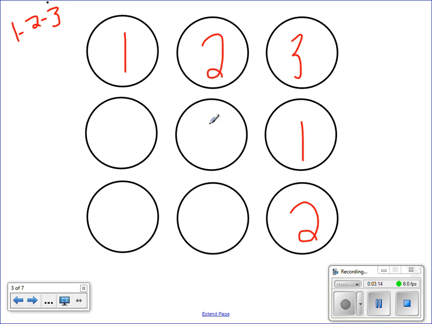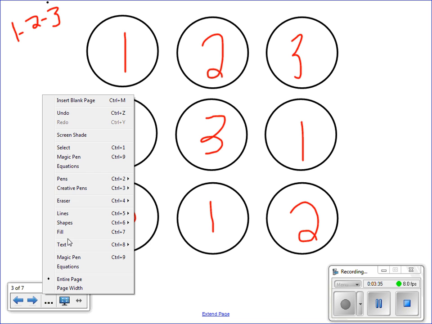Now look at my center, looking up and down. Can this center one be a 2? No, there's already a 2 there. Can it be a 1? No, there's already a 1 in this row, so it's got to be a 3. If this one's 2 and this one's 3, this has got to be 1. If this is 2 and this is 1, this has got to be 3. And if this is 3 and this is 1, this guy has got to be 2. And that's how Sudoku puzzles work.